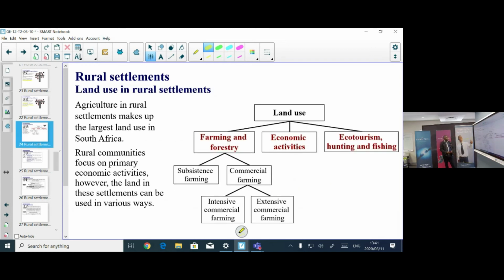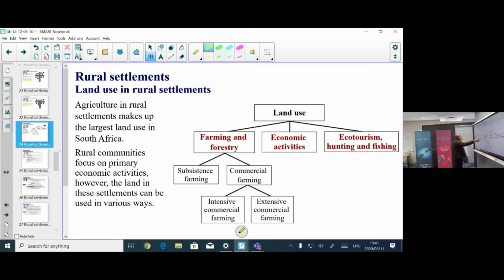Then we want to look at land use in the rural settlements. We mentioned this earlier on when we looked at the functions. So land use is actually according to those functions. It is for farming and forestry, economic activities, ecotourism, hunting, and fishing.